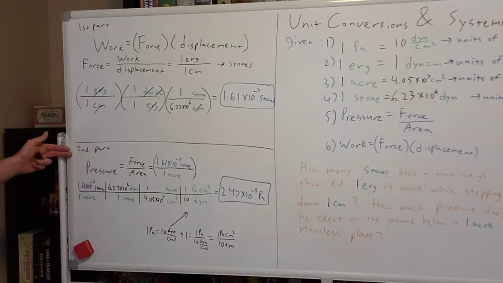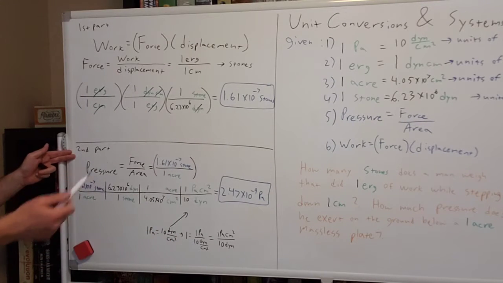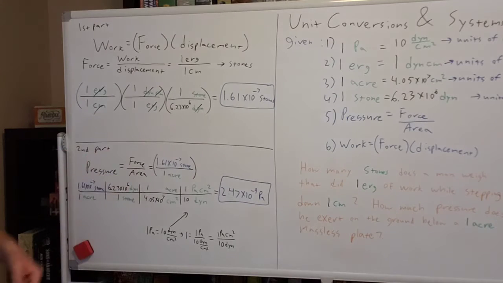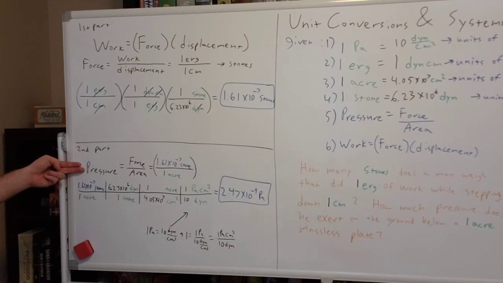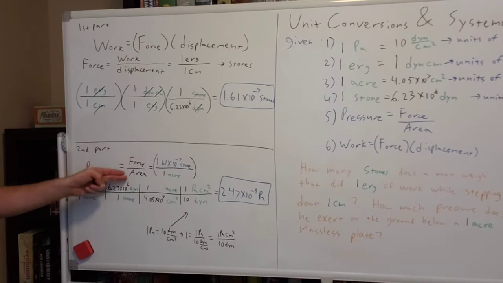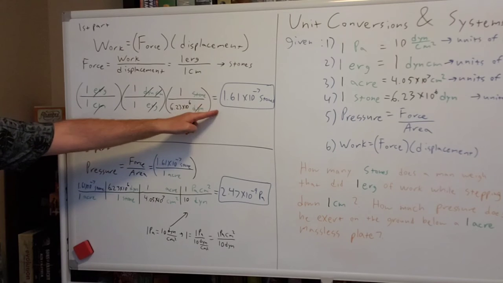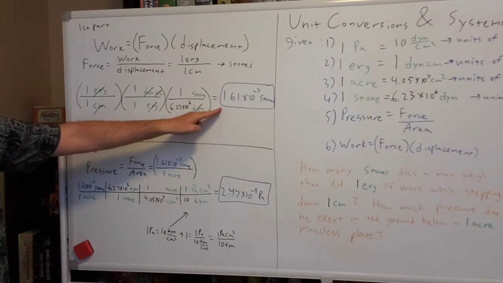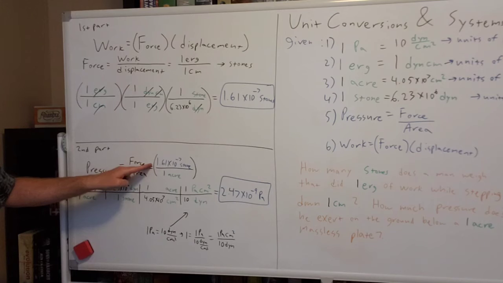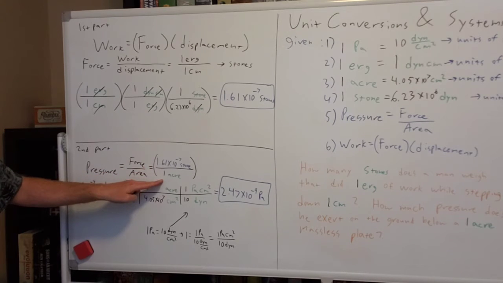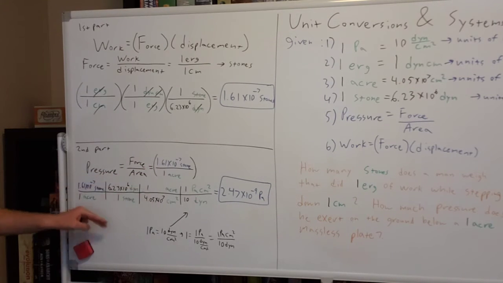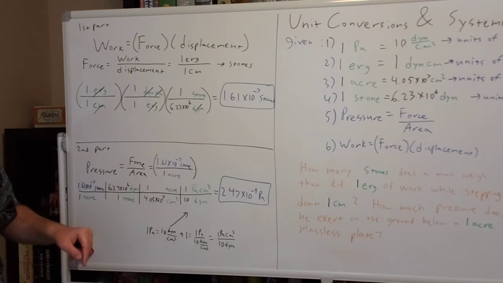Pretty small man. All right, so second part, we now need to find the pressure. So we're looking for how much pressure this man exerts on the ground below a 1 acre massless plate. So pressure is equal to force divided by area. And we now know how much force is applied. So this much force is applied to the plate. It's a 1 acre plate. And we're trying to convert this into pascals.